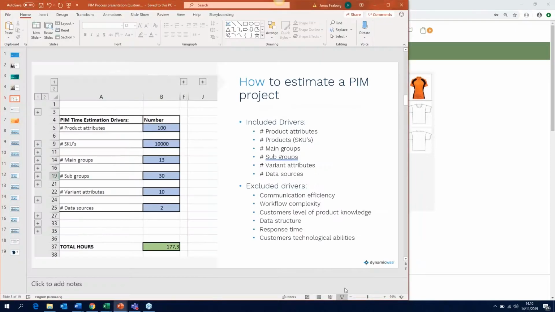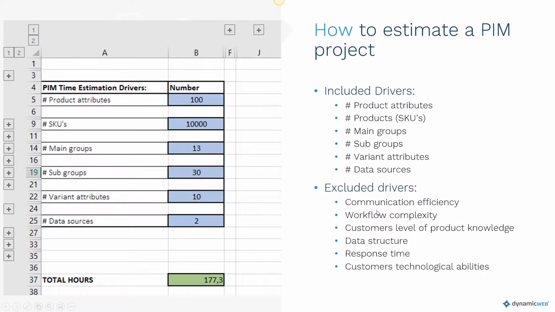If we jump back to the PowerPoint, the last one is how many data sources are relevant for the import of products or product attributes to Dynamicweb. It's clear that several data sources will naturally increase the complexity of the analysis phase within a PIM project. It introduces a higher risk for duplicate products and bad data, and it might also result in several import jobs in order for us to get all the data into Dynamicweb that we would like. So that was the logic behind all the included drivers that we have.